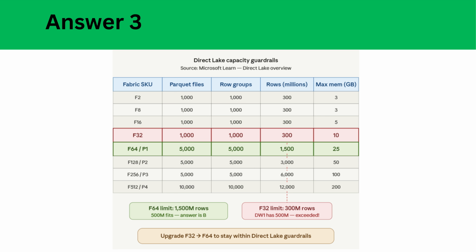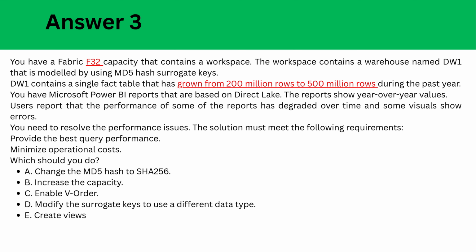So the real question is, how do we get 500 million rows working properly with Direct Lake? The F32 cap is 300 million. The next tier up, F64, supports 1.5 billion rows. That's more than enough headroom. Let's eliminate the others. Option A.